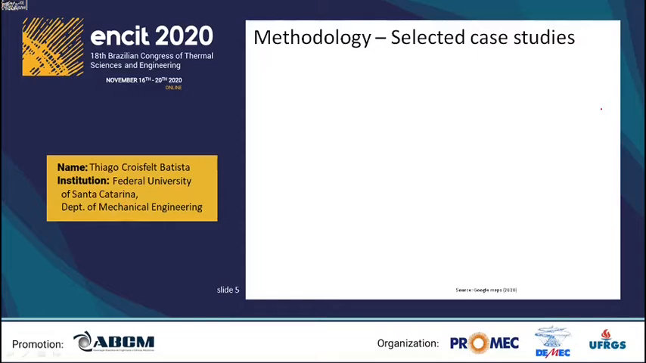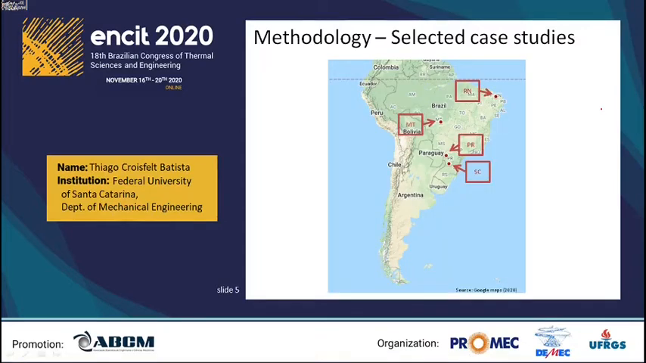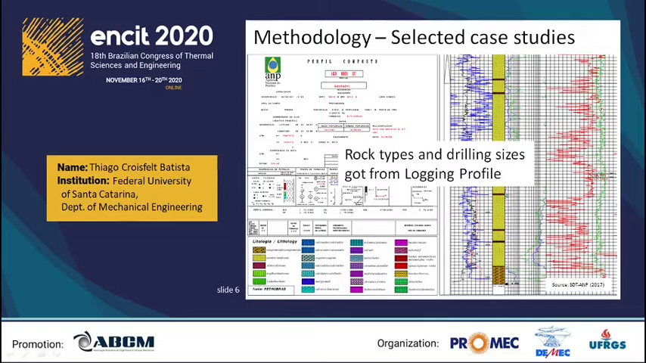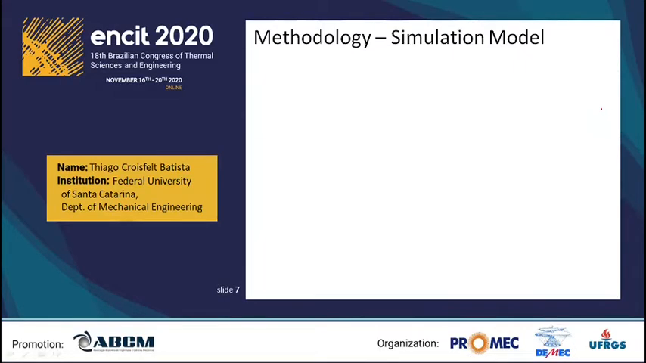About our methods, we started selecting 4 abandoned oil wells. They are located in the Brazilian states of Mato Grosso, Paraná, Rio Grande do Norte and Santa Catarina. And we are going to refer to them by the abbreviation of the state where they are respectively placed. We recovered real built and rock types data from the logging profile to build our simulation models.